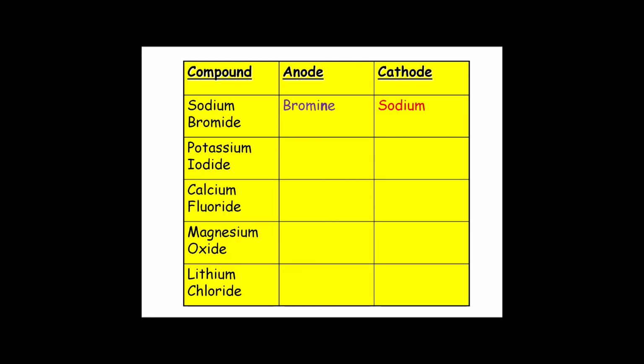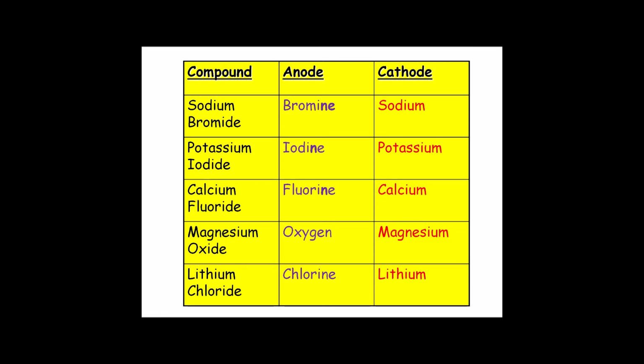The pattern carries on, so we get potassium and iodine, we get calcium and fluorine, we get oxygen and magnesium, to do it the right way around, and we get chlorine and lithium. Okay, fairly simple.